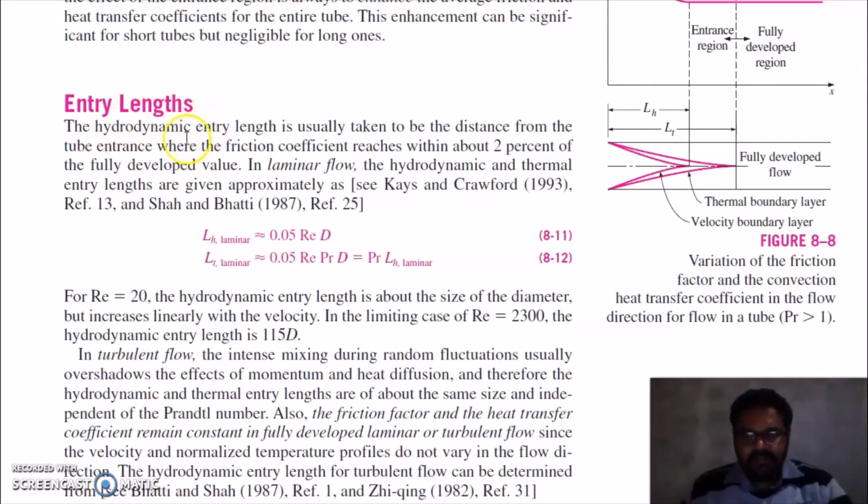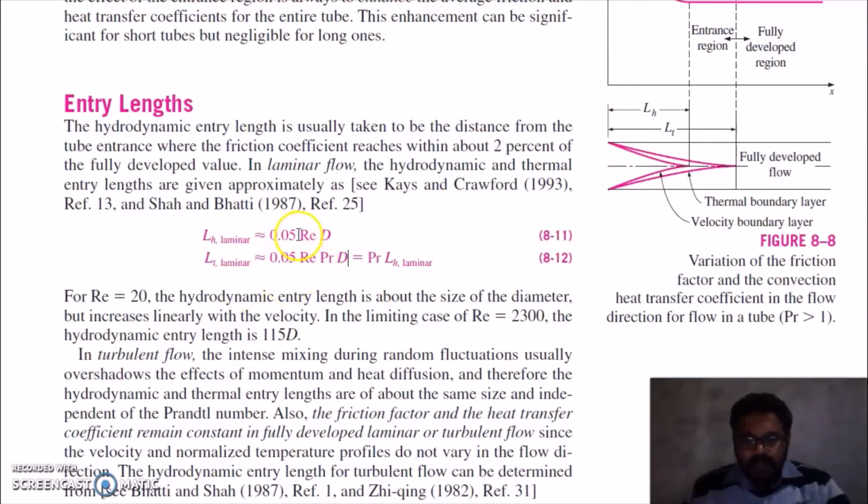Entry lengths. The hydrodynamic entry length is usually taken to be the distance from the tube entrance where the friction coefficient is within 2% of the fully developed value. So this is your hydrodynamic entry length. In case of laminar flow, the hydrodynamic and thermal entry lengths are given by these relations. This is your hydrodynamic entry length. This is your thermal entry length L_T.